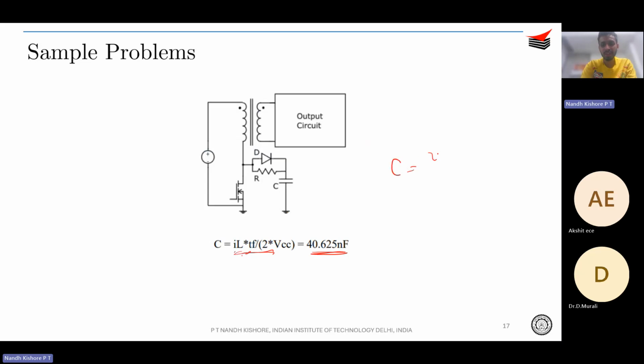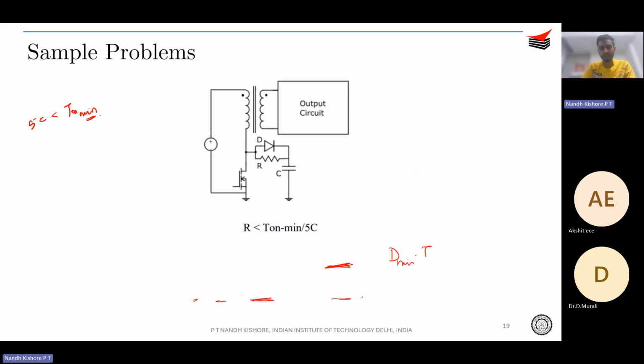I'm not going into the derivation, but with the boundary conditions, you saw how to derive C is equal to IL into TF by 2 VCC. So that was your first problem. Second problem is how do you calculate R? You know that R can be calculated within the limit, right? That you would have learned in the lecture slides once again. That is, it needs to settle within the minimal on duration.